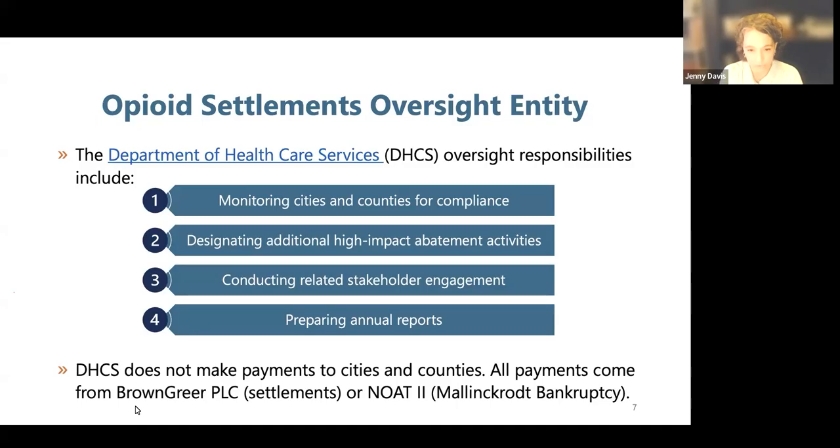And as I mentioned before, those funds do have some pretty specific restrictions, which we will go into on a later slide. I do like to remind folks that DHCS does not make payments to the cities and counties. All of the payments come from either Brown Greer PLC for the settlements, that's our directing administrator, or from NOAT 2, which is the trust for the Mallinckrodt bankruptcy. Next slide, please.